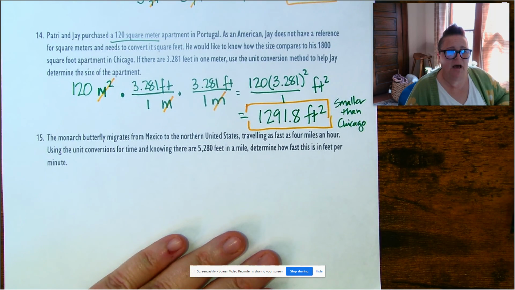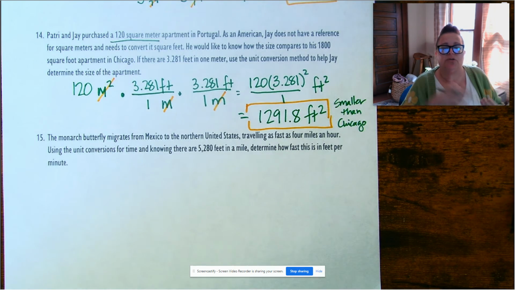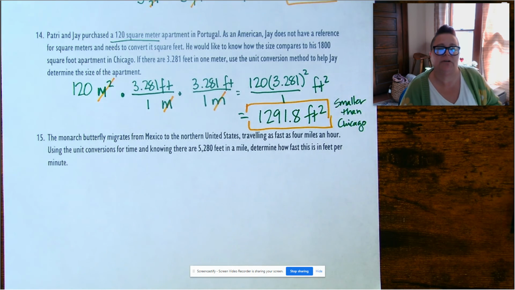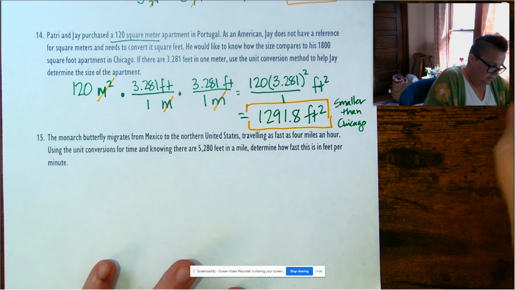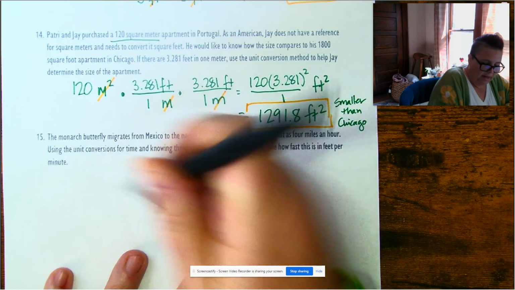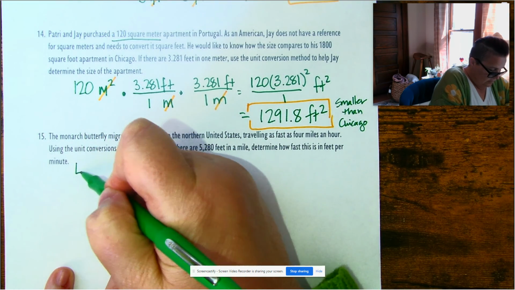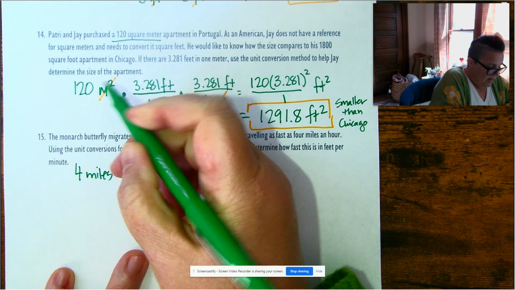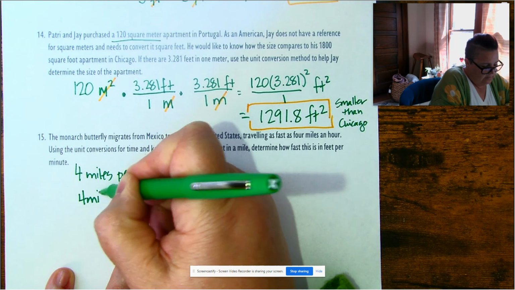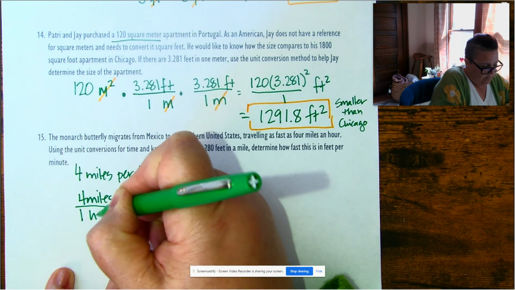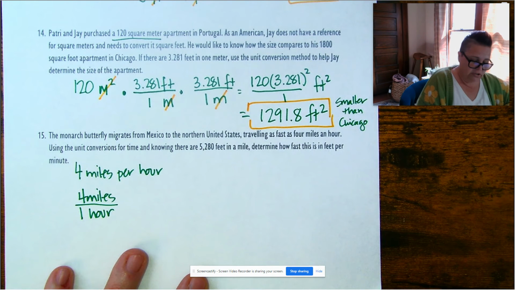Here we go. Another conversion. A monarch butterfly migrates from Mexico to the northern U.S., traveling as fast as 4 miles in an hour. Using unit conversions for time and knowing there are 5,280 feet in a single mile, determine how fast this butterfly flies in feet per minute. Feet per minute. Okay. So traveling as fast as 4 miles per hour. That's 4 miles in 1 hour.